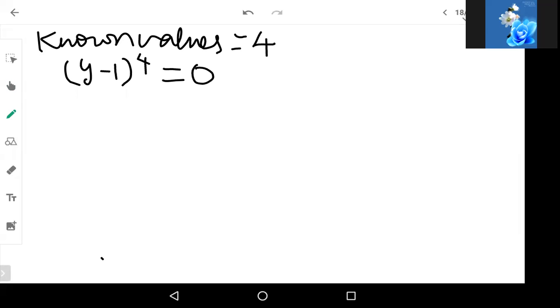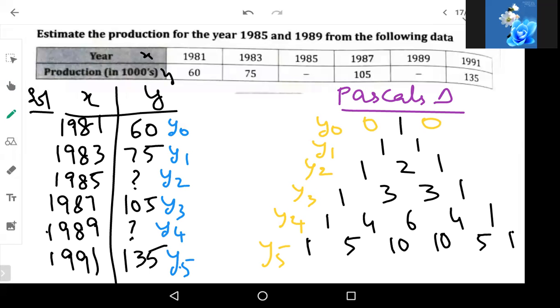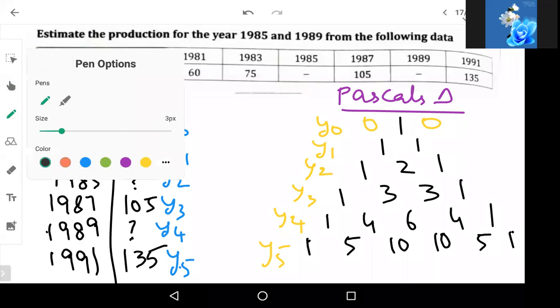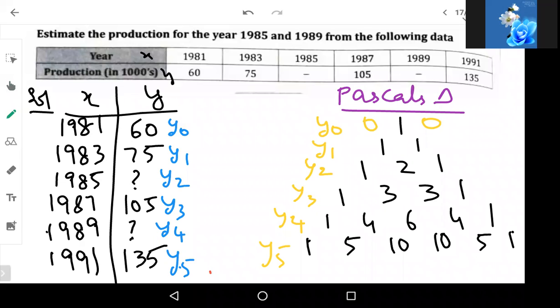Now, there is a slight change in solving such two missing data problems. See the first value, how to find out. Consider the first 5 values. Consider the first 5 values, which means from y0 to y4 only you have to consider. Okay. Now from y0 to y4, if you consider, you have 1, 2, 3, 4, 5 data.